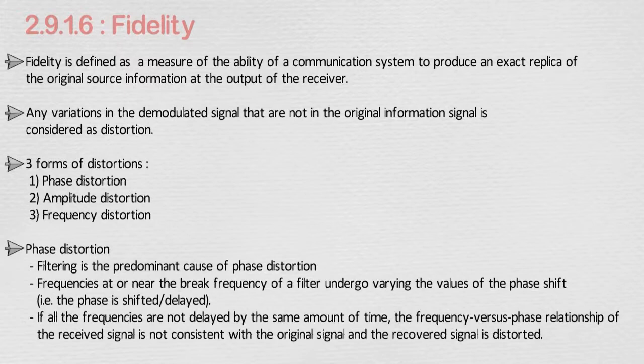Phase distortion. Filtering is the predominant cause of phase distortion. Frequencies at or near the break frequency of a filter undergo varying values of phase shift. Example, the phase is shifted or delayed. If all the frequencies are not delayed by the same amount of time, the frequency versus phase relationship of the received signal is not consistent with the original signal and the recovered signal is distorted.